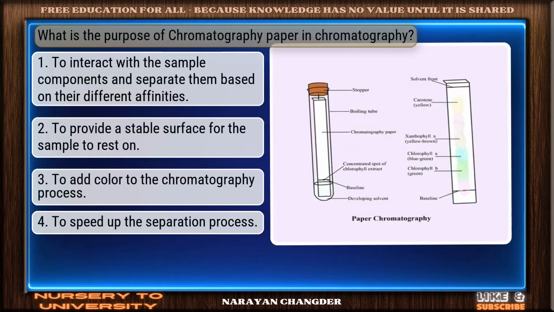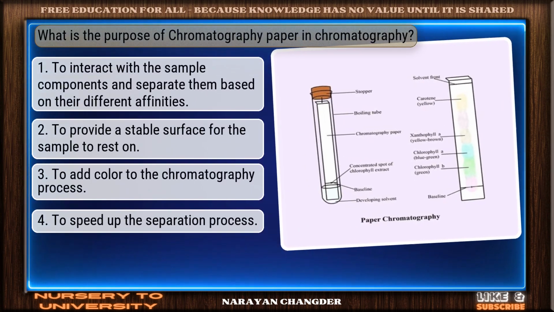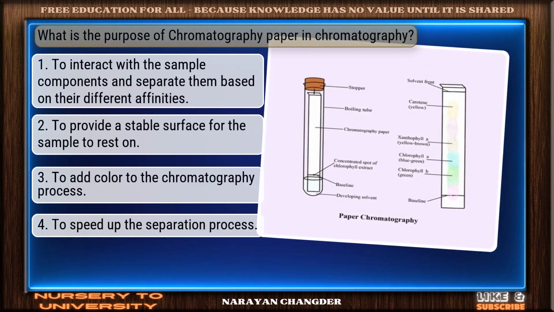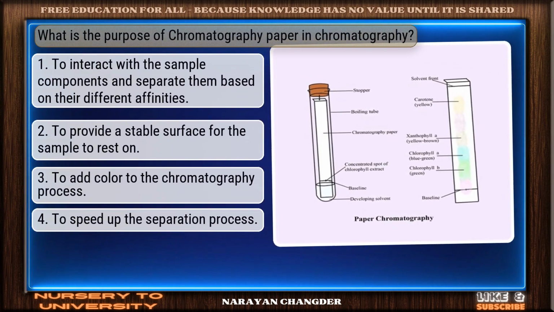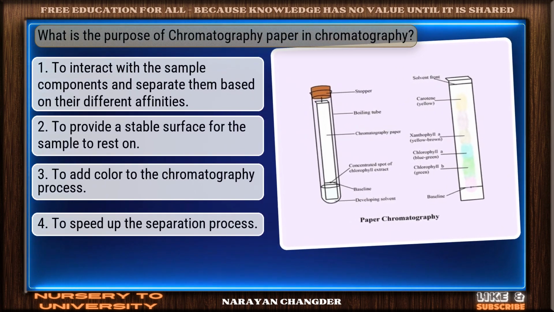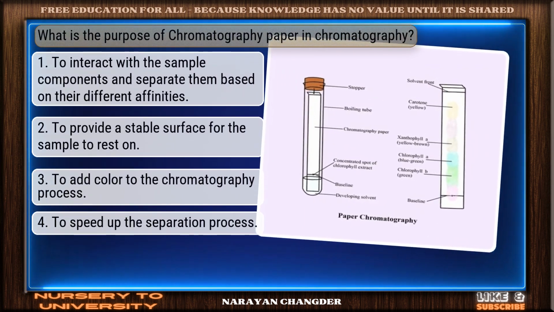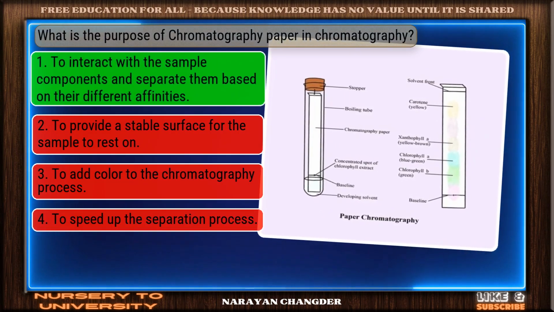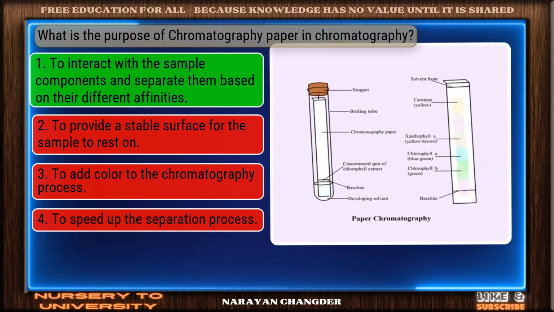Chromatogram is correct. What is the purpose of chromatography paper in chromatography? Option 1, to interact with the sample components and separate them based on their different affinities. Option 2, to provide a stable surface for the sample to rest on. Option 3, to add color to the chromatography process. Option 4, to speed up the separation process. Keep it up. To interact with the sample components and separate them based on their different affinities.